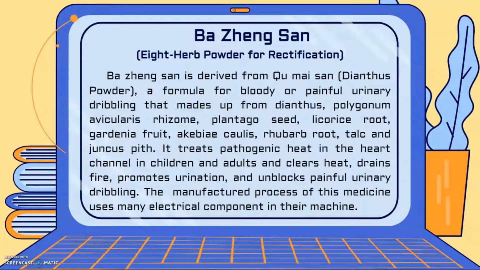Okay, so our product is Bazhengsan, a herbal powder for rectification. Bazhengsan is derived from Qumaisan, dianthus powder, a formula for blue deer or painful urinary dribbling that is made from dianthus, Polygonum avicularis rhizome, plantago seed, licorice root, gardenia fruit, Akebia caulis, rhubarb root, talc, and juncus pith. It treats pathogenic heat in the heart channel in children and adults and clears heat, drains fire, promotes urination, and unblocks painful urination dribbling. The manufacture process of this medicine uses many electrical components in their machines.